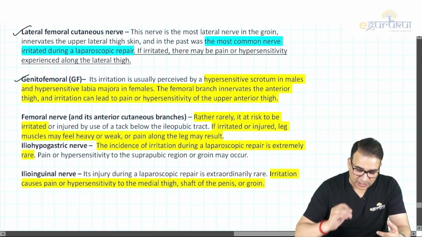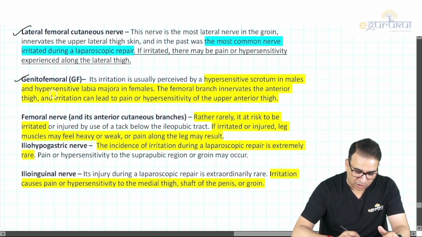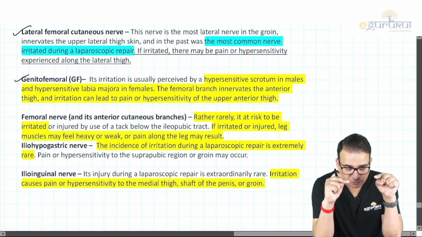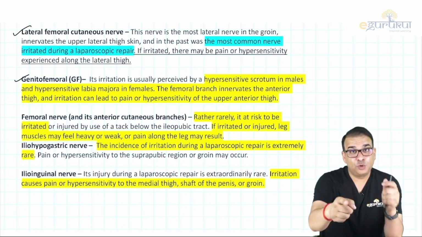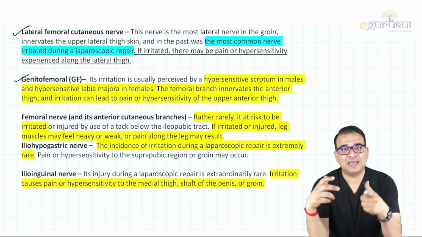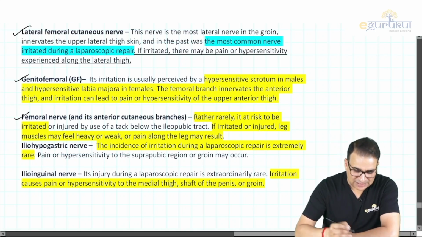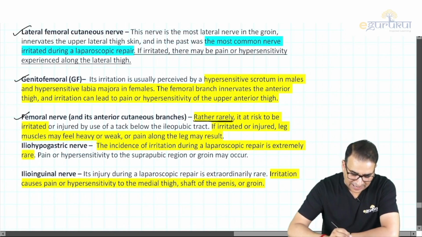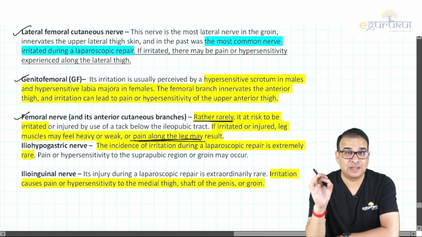If the genitofemoral nerve is involved, it is usually perceived as hypersensitivity in the scrotal region, and there will be sensory involvement in the area of the femoral triangle. The roof of the femoral triangle is supplied by the femoral branch of the genitofemoral nerve, which was again an INICET question about femoral cannulation, asking which nerve needs to be anesthetized, and that was the femoral branch of the genitofemoral nerve, right? If the femoral nerve is irritated, which is rather rare, then the pain can go along the leg as well, because the saphenous nerve is a branch of the femoral nerve which supplies the skin of the leg region.